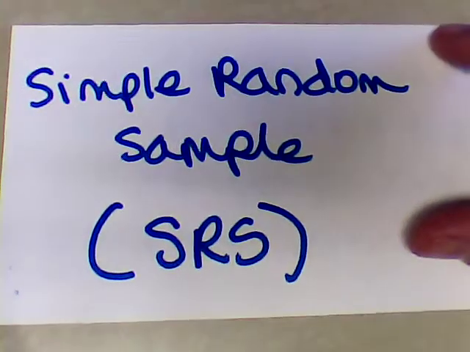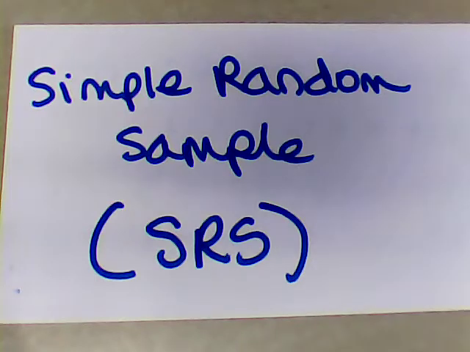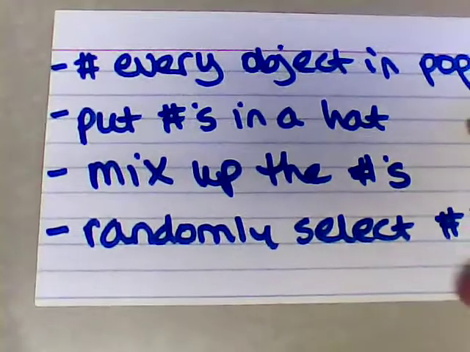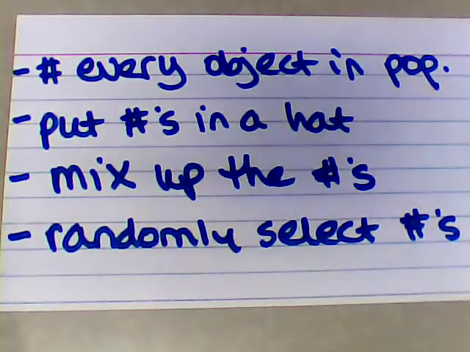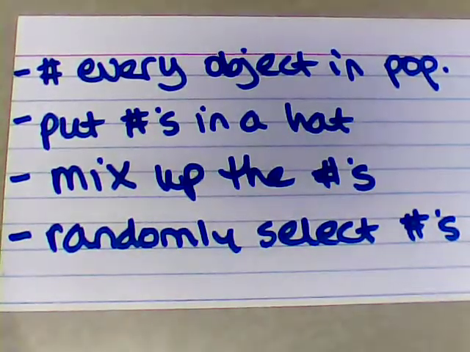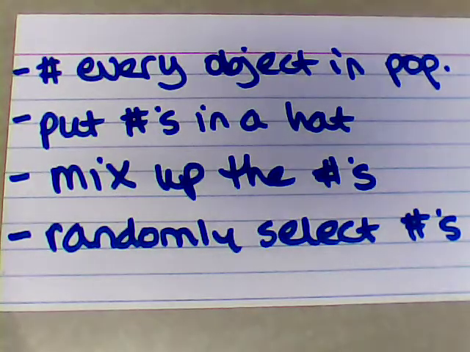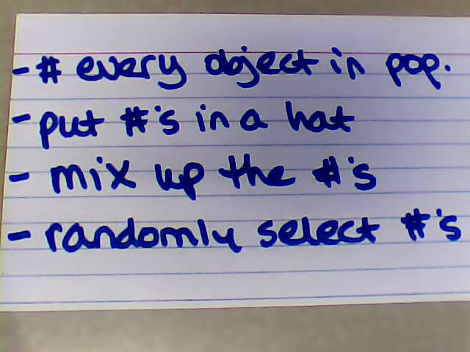Okay, another sampling technique is called a simple random sample. This is sometimes abbreviated SRS. This is the easiest, most basic way to sample and usually the best. So how a simple random sample works: every object in your population gets a number. So number everyone, or use everybody's name, or use everybody's ID number. Put everybody's name or number in a hat.